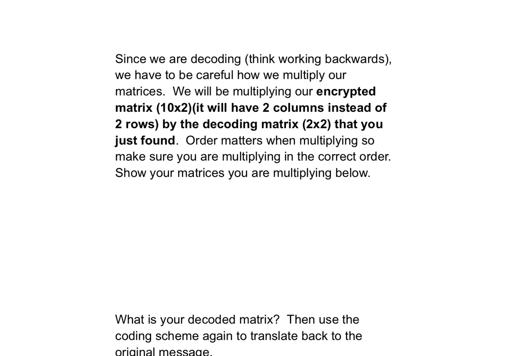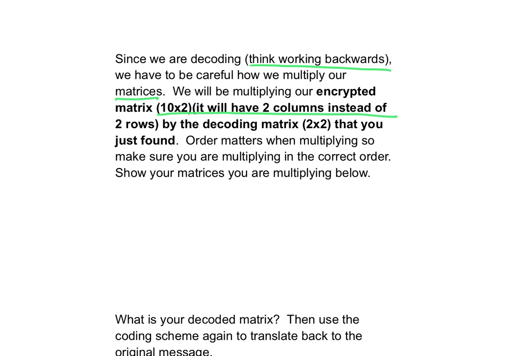Okay, so now we are going to use our decoding matrix to decode the encrypted message that we intercepted, from the very first page. You have to be careful when you do this. We're decoding, so we're thinking backwards. We have to be careful about how we multiply. Normally when we are encrypting something, like the last couple of days, we would do rows times rows by columns. This time we're going to think a little bit backwards. We're going to be multiplying our encrypted matrix, and it's going to be 10 by 2. It's going to have 10 rows and 2 columns, as opposed to yesterday when we would have put it into 2 rows and 10 columns.